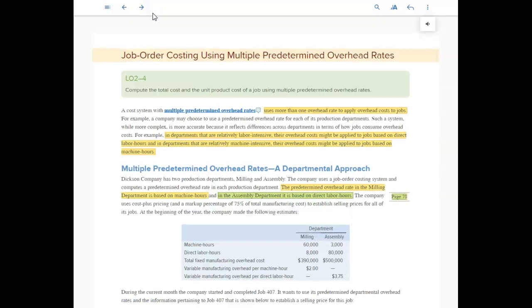Now let's go through an example where we do actually use multiple predetermined overhead rates. In this example, we're going to see that this company out in the factory has two departments: the milling department and the assembly department. The products go from one department to the other, and then they're finished. In the milling department, we're going to use machine hours as our predetermined overhead allocation base, and in the assembly department, we're going to use direct labor hours.